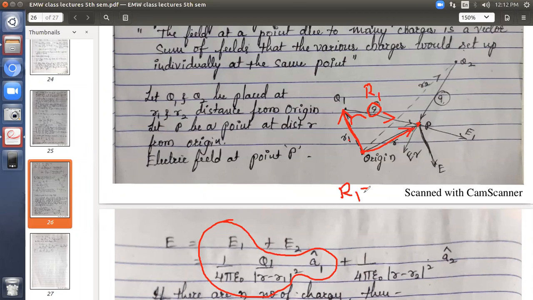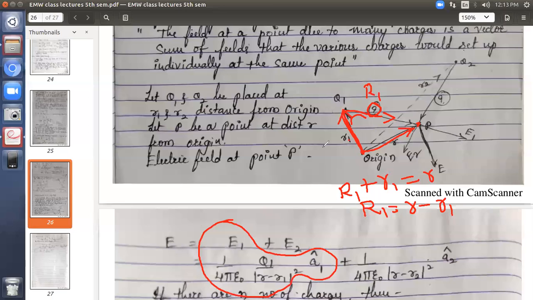From the figure, apply the vector addition rule. R1 plus small r1, both are in the continuity direction. You add both, it is equal to small r. So what is capital R1 equal to? R1 is equal to small r minus r1.